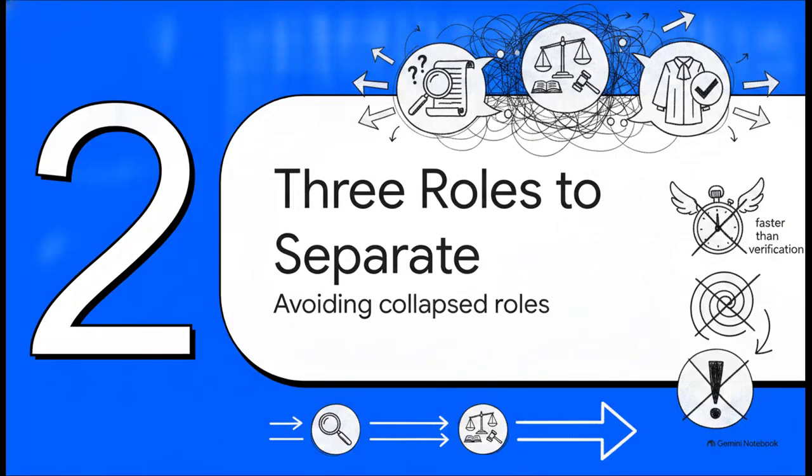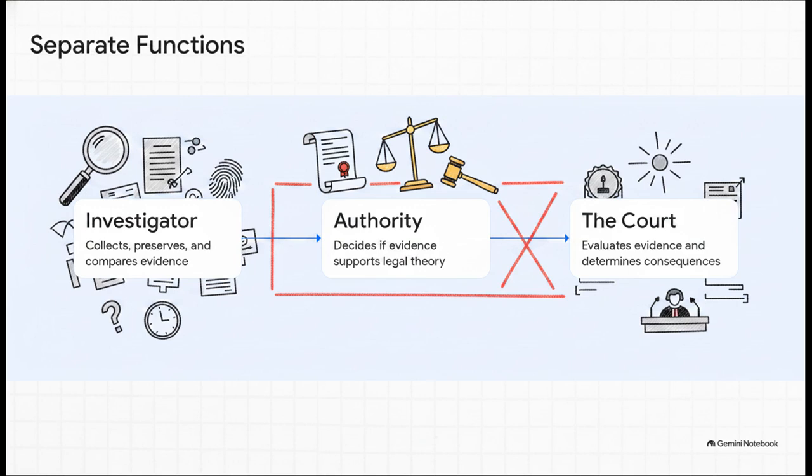Moving to Section 2. 3 roles you must separate. Avoiding the cognitive trap of collapsing functions. Here is a hard truth. When one person tries to discover the evidence, test the legal theories, and determine the consequences all by themselves, confirmation bias takes the wheel. Evidence morphs into advocacy. Advocacy starts sounding like absolute certainty, and certainty travels a whole lot faster than verification.